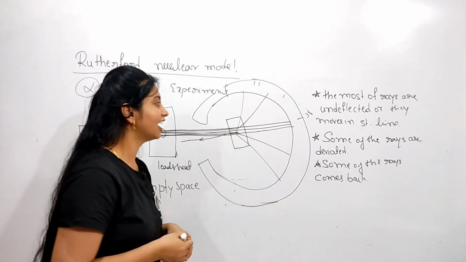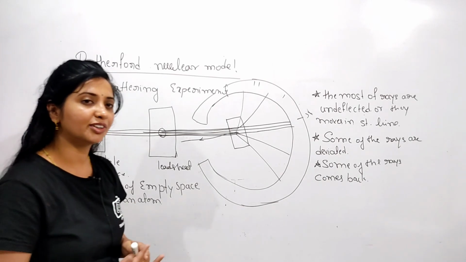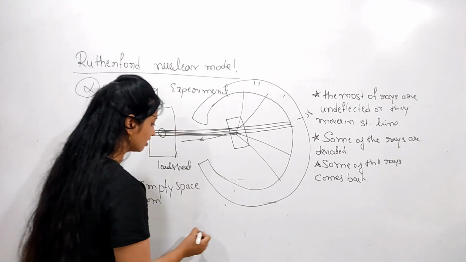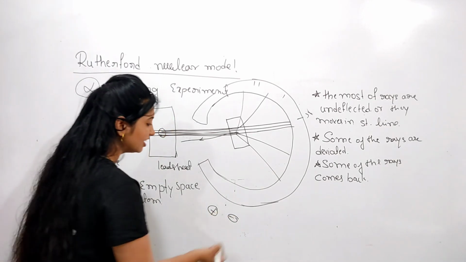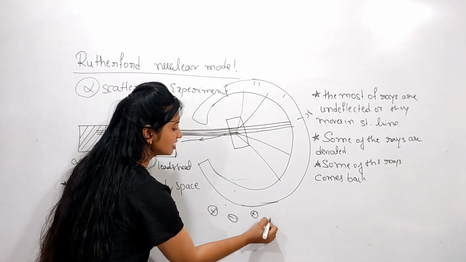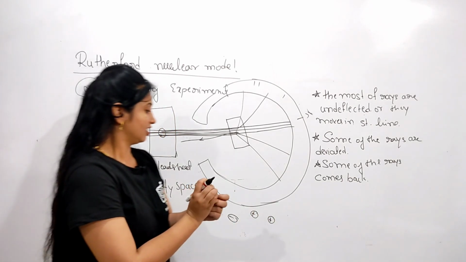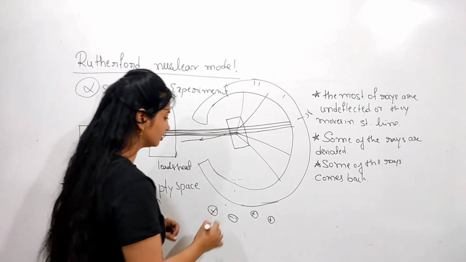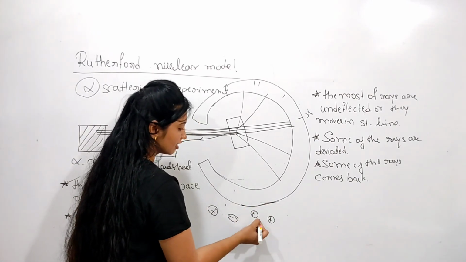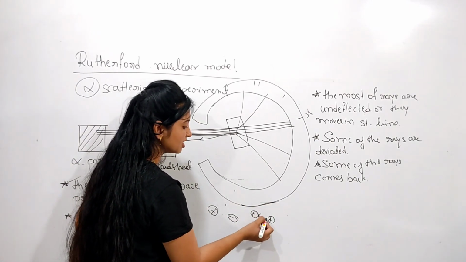Why did he think like this? Because you already know that opposite charges attract each other and same charges deflect, that is, repel each other.